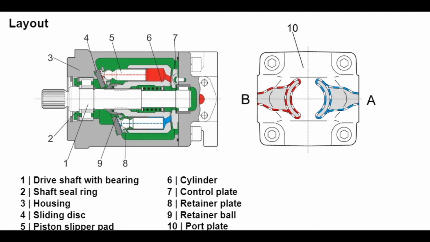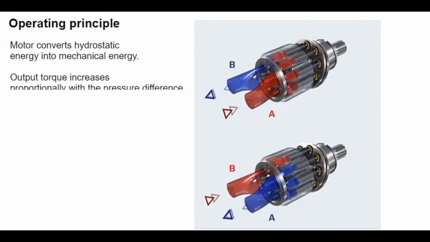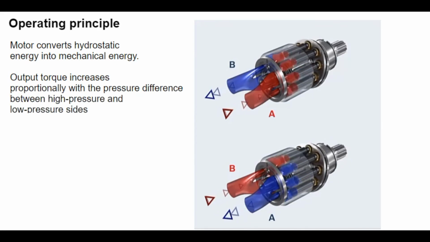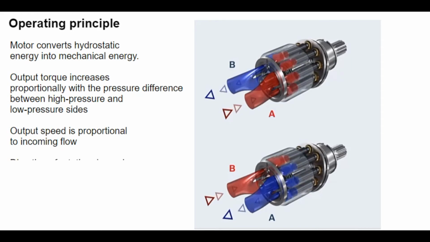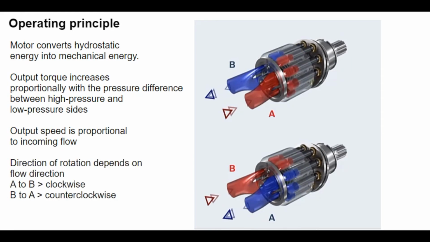The port plate 10 contains the pressure ports A and B. Depending on the flow direction, the motor rotates clockwise or counterclockwise. The cylinder bores are supplied with hydraulic fluid through the port plate and control plate. The pistons in the cylinder bores perform a stroke. Pressure on the piston causes it to pass down through the angled disc and catch the cylinder. The cylinder rotates with the drive shaft, producing output torque.